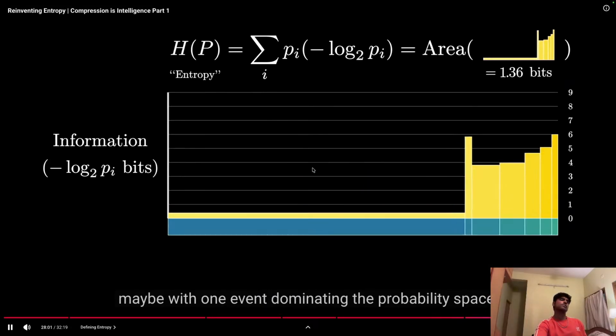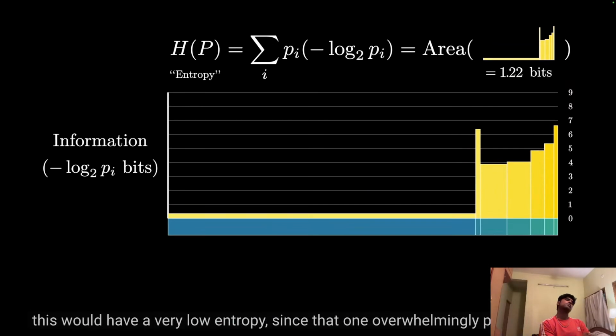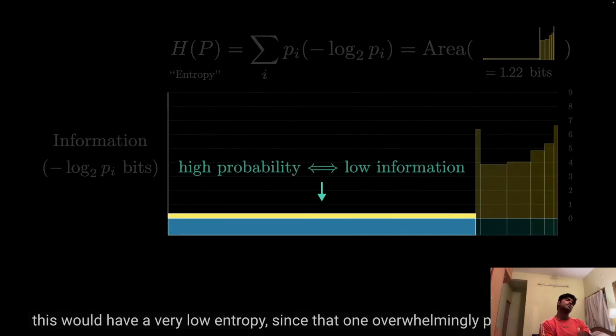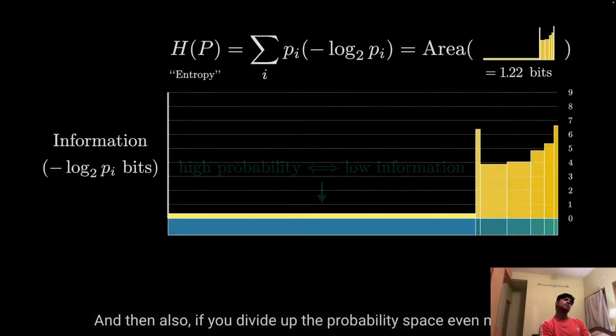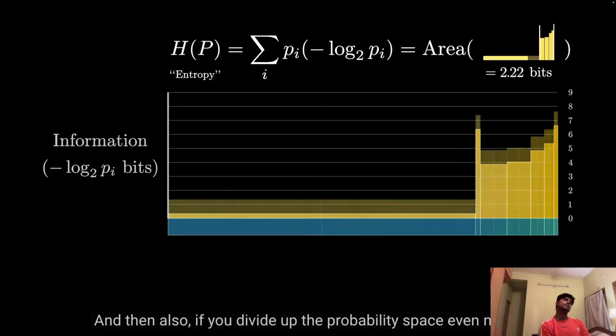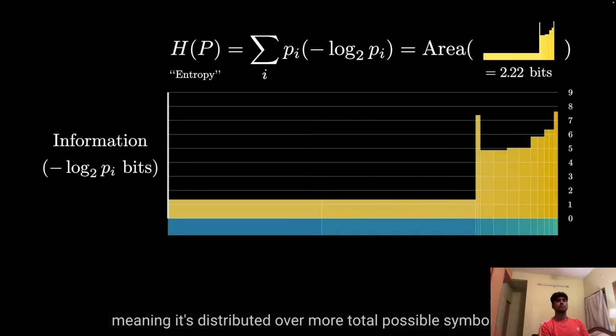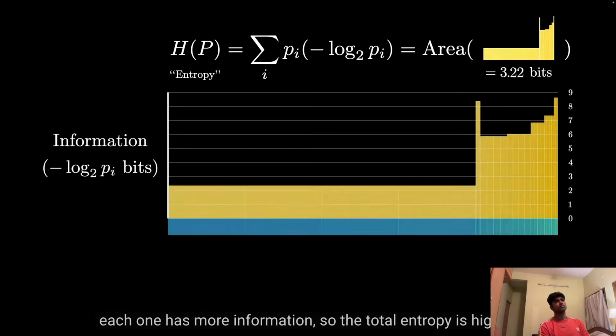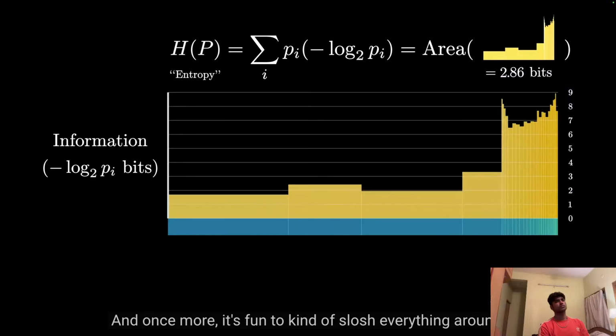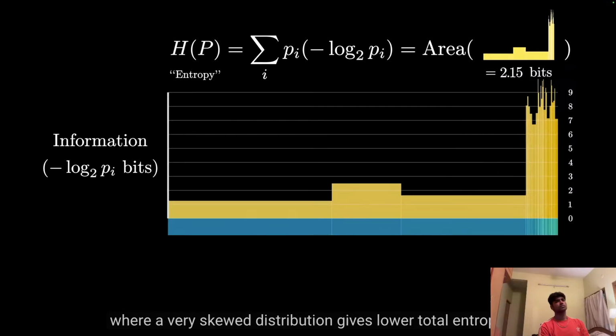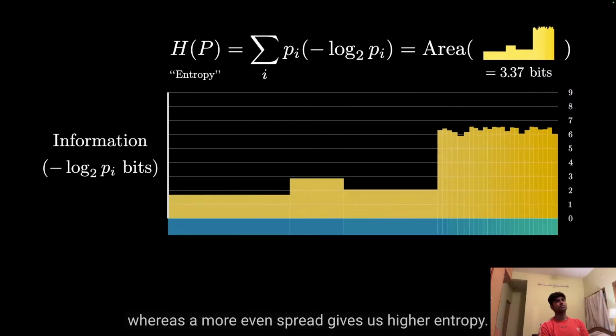Consider a distribution with one event dominating the probability space. This would have a very low entropy, since that one overwhelmingly probable event carries correspondingly little information. And then also, if you divide up the probability space even more, meaning it's distributed over more total possible symbols, each one has more information, so the total entropy is higher. And once more, it's fun to slosh everything around, where a very skewed distribution gives lower total entropy, whereas a more even spread gives us higher entropy.